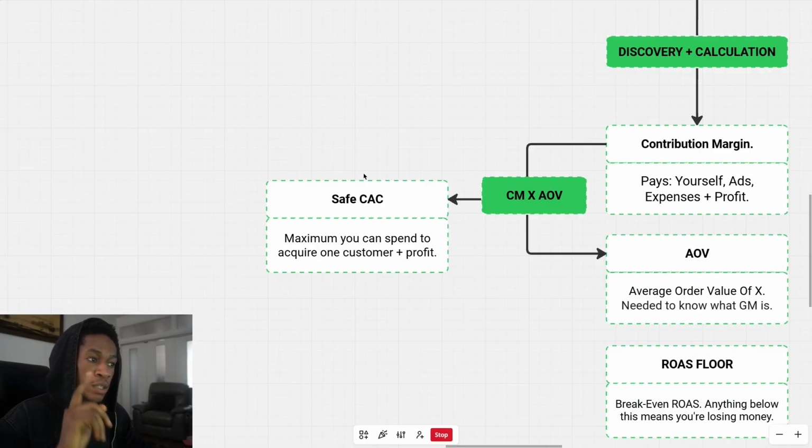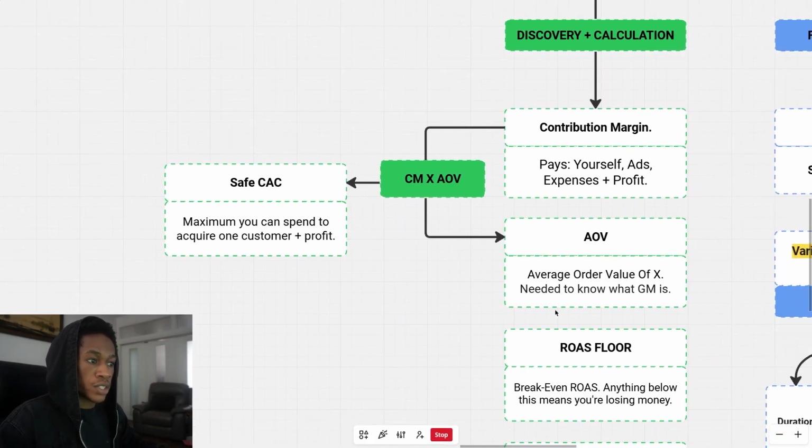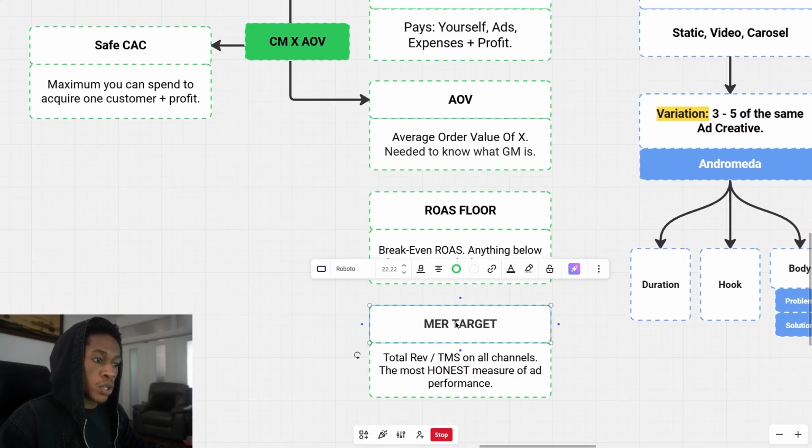And the reason why it needs to be a safe CAC is because it's not just enough to know how much it costs to acquire a customer. We need to know how much it costs to acquire a customer and be able to keep profit, right? So that's why we calculate the safe CAC. The other things we look at are your ROAS floor and your MER target.